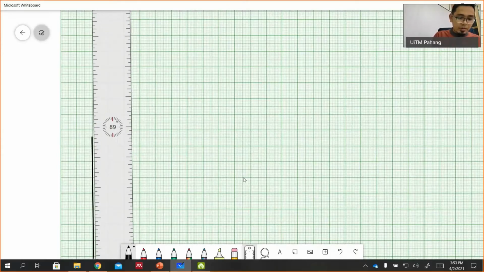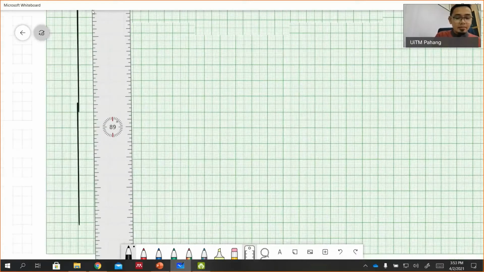But your ruler and graph paper should be okay, huh? But mine is a bit sengit sedikit lah. Alright.